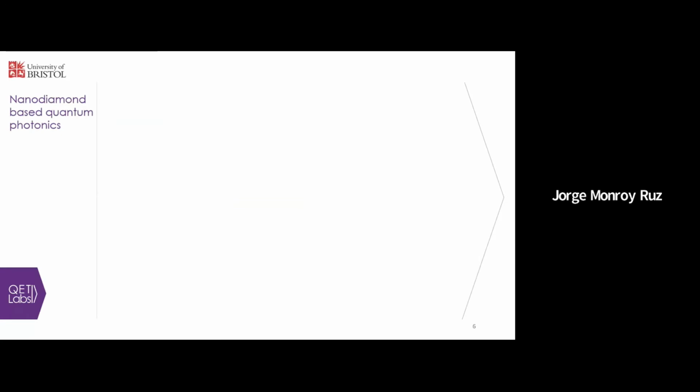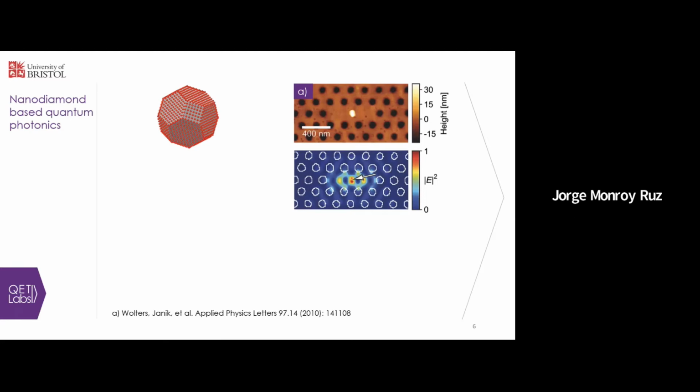And what we mean with nanodiamonds are nanoparticles of diamond, which contain hopefully one of these defects, and then use those nanodiamonds on top of other material platforms. An example of this, about 10 years ago in Oliver Benson's group, they managed to put one of these nanodiamonds in the center of a gallium phosphide photonic crystal cavity by pushing it with an AFM tip.